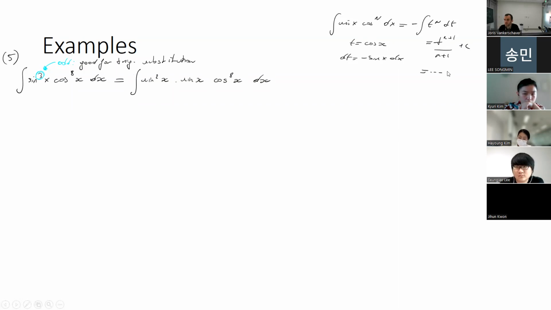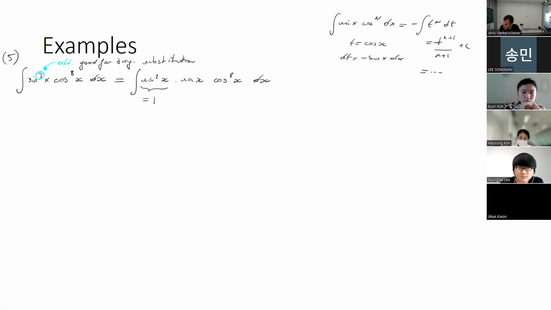So if this was the integral, we would be able to solve it, but it's not. It's sine squared times all of those terms. So before we can move on, we need to do something, and the right thing to do here is to write everything as a function of cosine x.